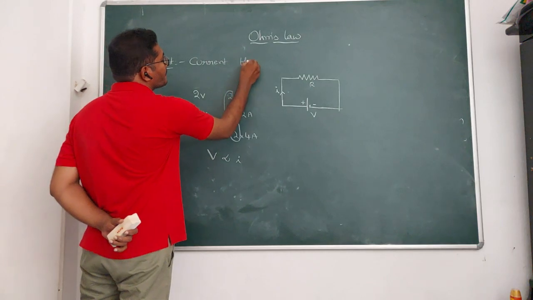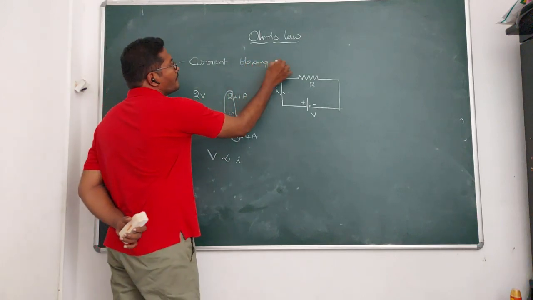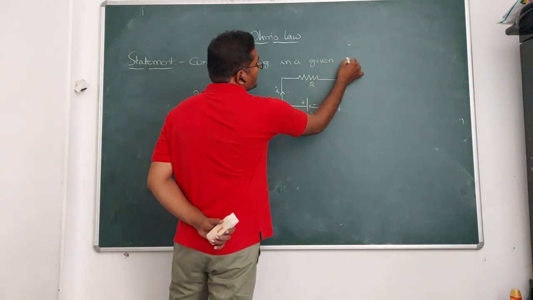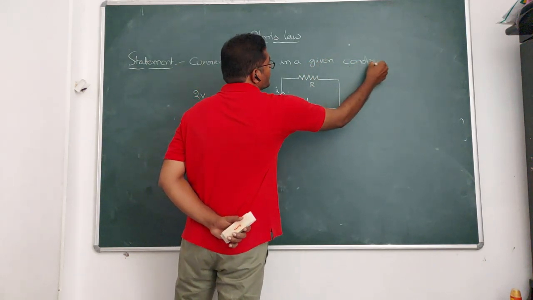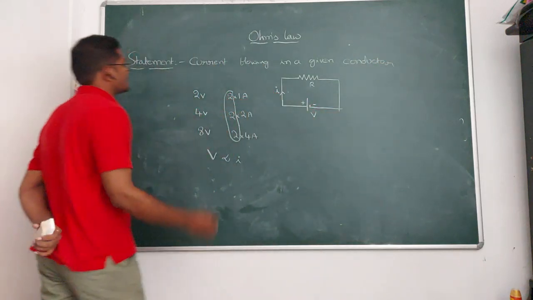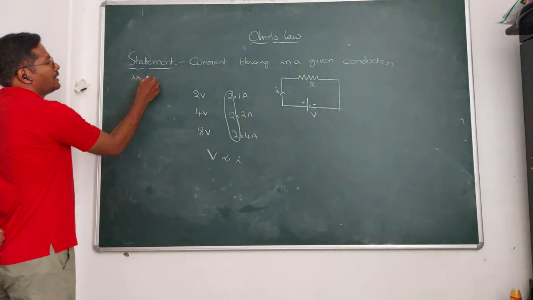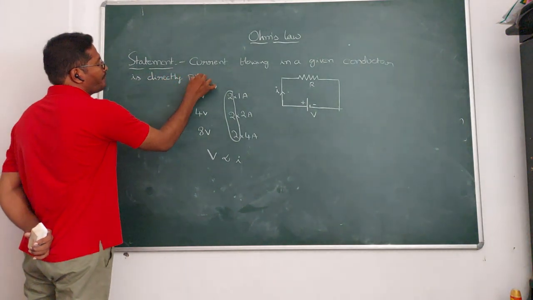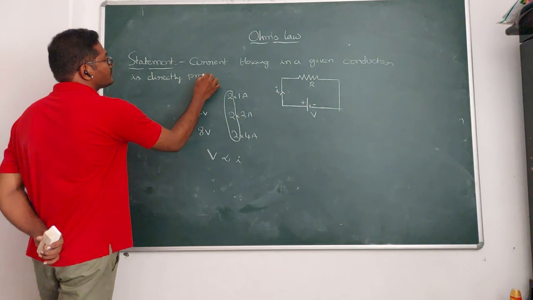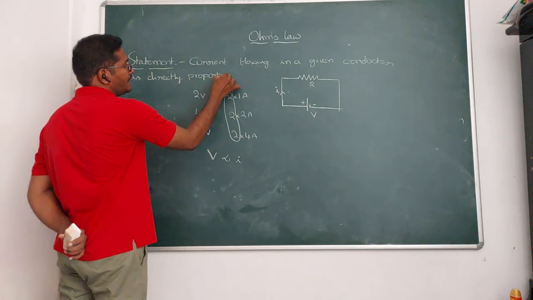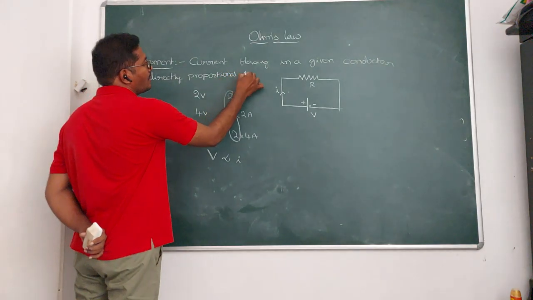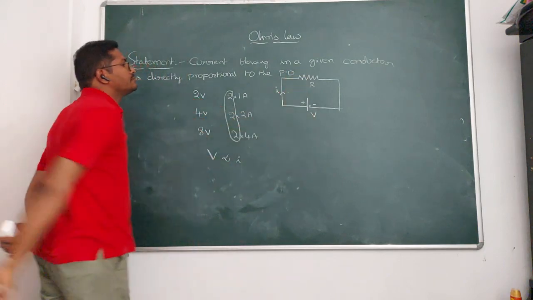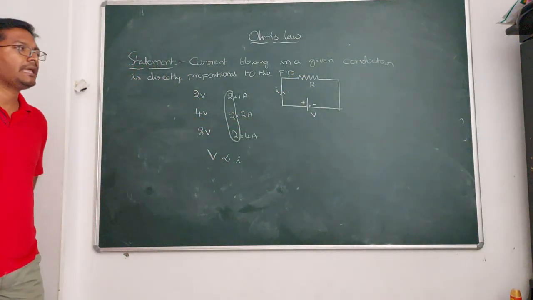Current flowing in a given conductor is directly proportional to the potential difference applied across its ends.